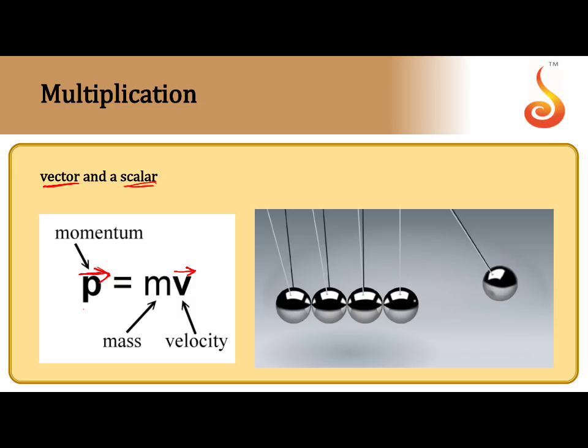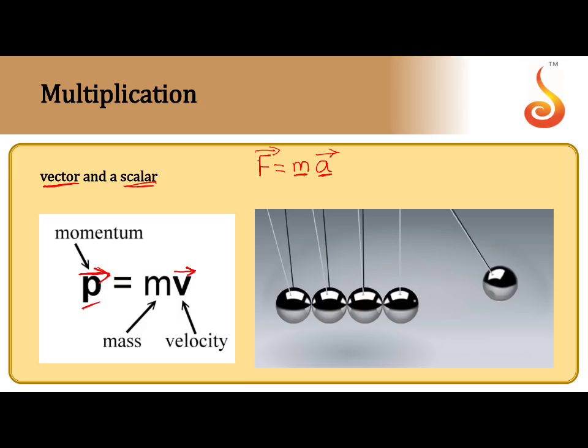This product is also a vector quantity. For example, I can also give force. Force is mass into acceleration. Force is a vector because acceleration is also a vector quantity. Here we are multiplying a scalar quantity with a vector quantity. This is called scalar multiplication. Here one of them is a scalar, the other one is a vector.